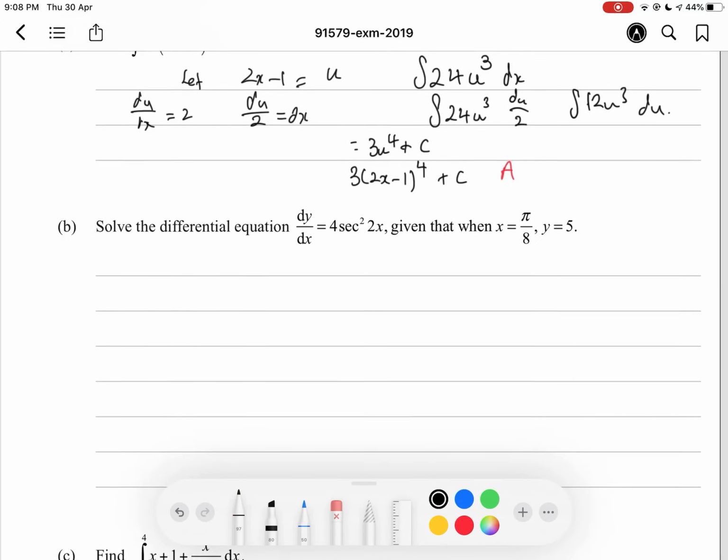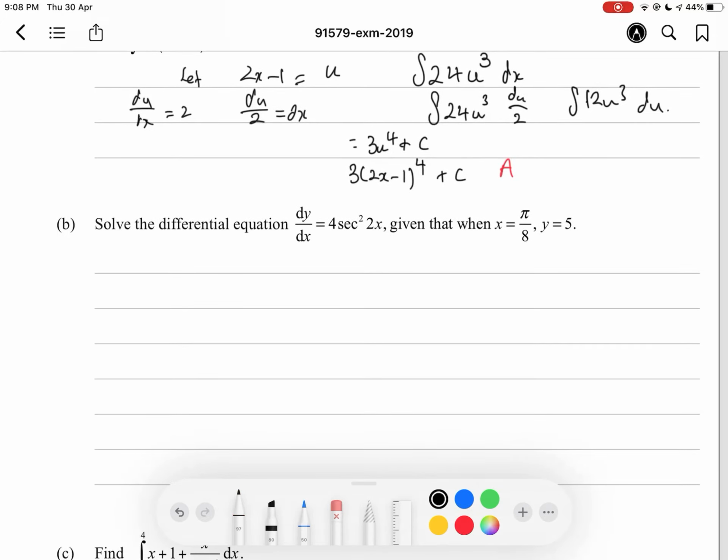Alright, question B. Solve the differential equation dy over dx equals 4 sec squared 2x, given that when x equals pi over 8, y equals 5. In order to solve this differential equation, we need to integrate.